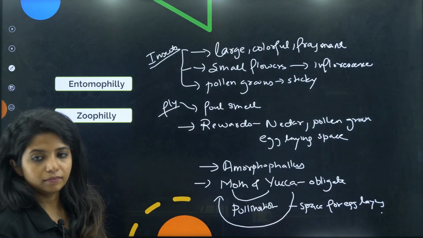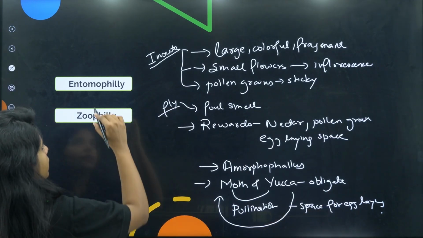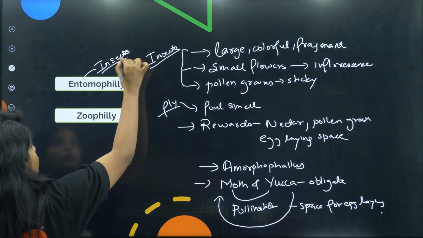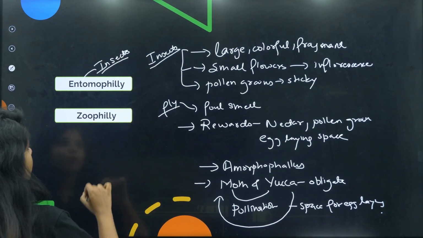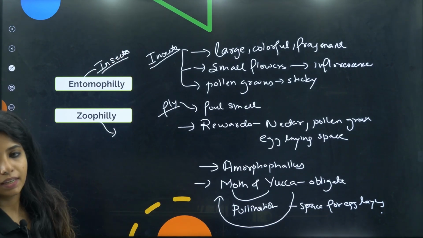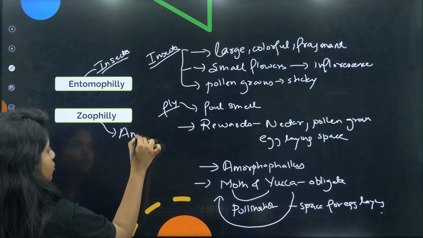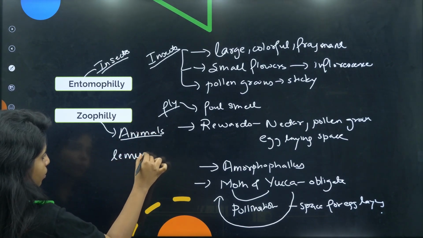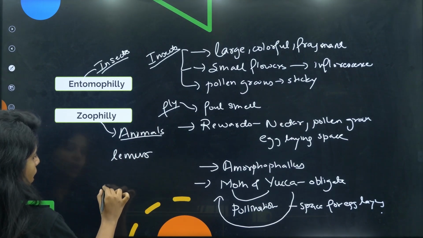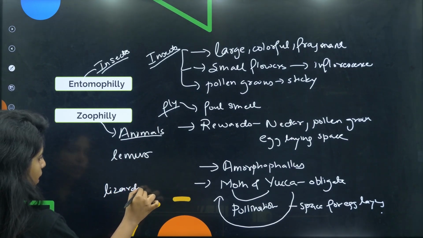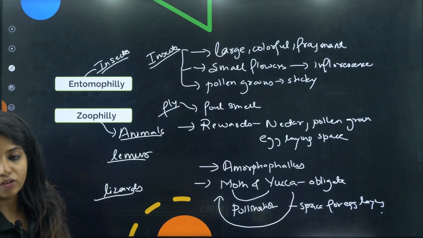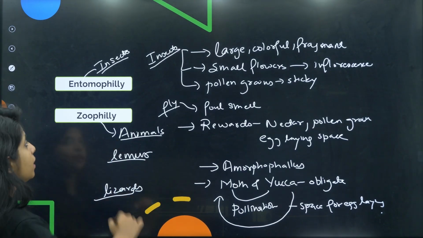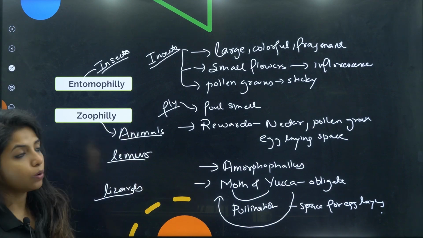Done? Okay. Now, when insects help in pollination, it is known as entomophily, whereas when animals like lemurs, which is given in your book, you have lemur, you have lizards helping around, all of them will come under zoophily, whereas in entomophily, insects are doing all the work.